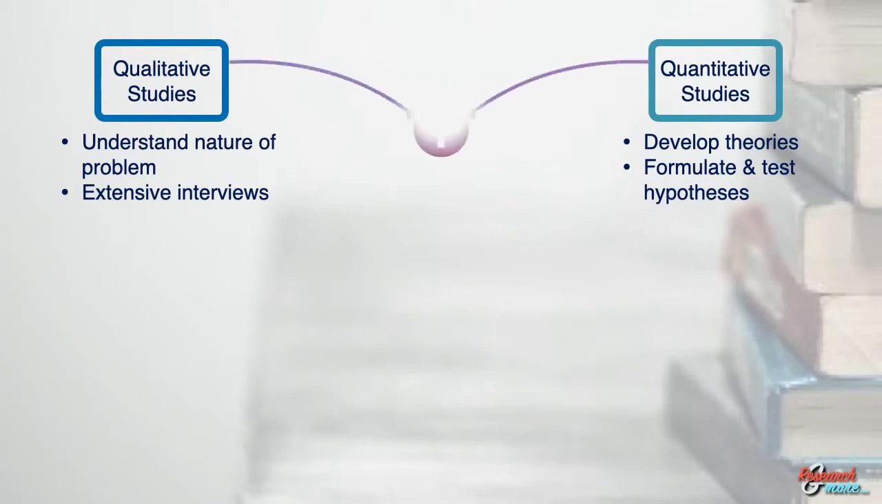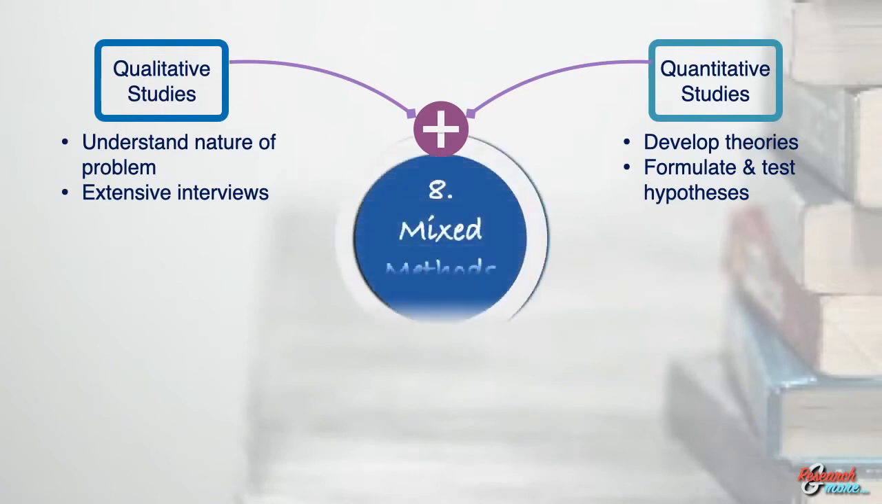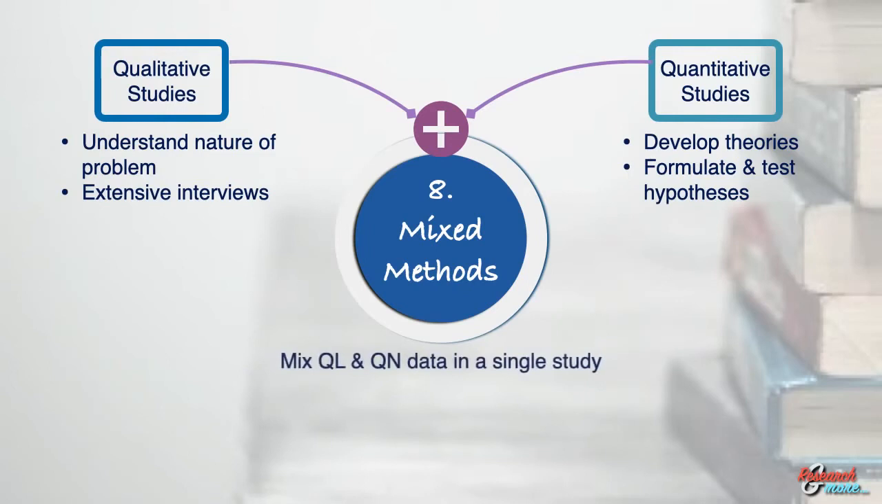Along these lines, combinations of qualitative and quantitative methods are used in many studies. That is, mixed methods research aims to answer research questions that cannot be answered by a qualitative or quantitative approach alone. Mixed method research focuses on collecting, analyzing, and mixing both quantitative and qualitative data in a single study or series of studies.